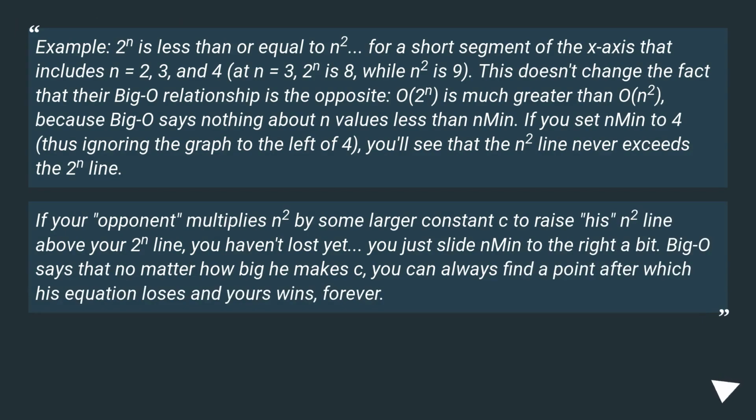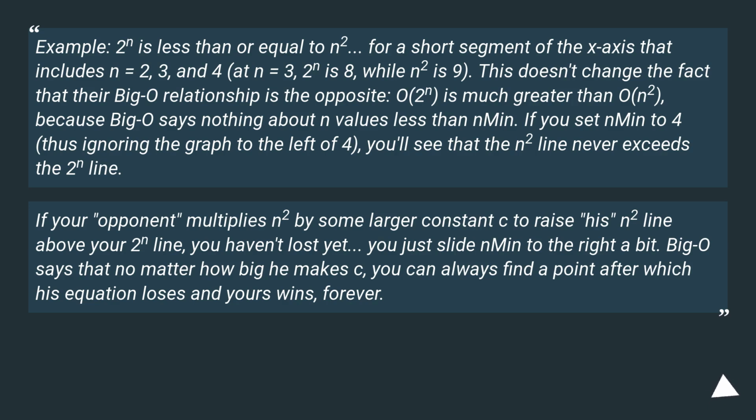Example, 2^n is less than or equal to n^2 for a short segment of the x-axis that includes n equals 2, 3, and 4. At n equals 3, 2^n is 8, while n^2 is 9. This doesn't change the fact that their Big O relationship is the opposite. O(2^n) is much greater than O(n^2), because Big O says nothing about n values less than n-min.